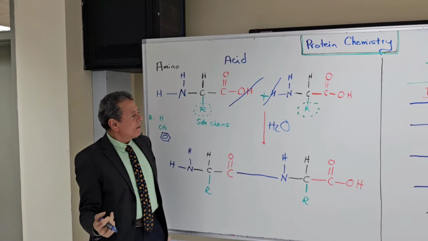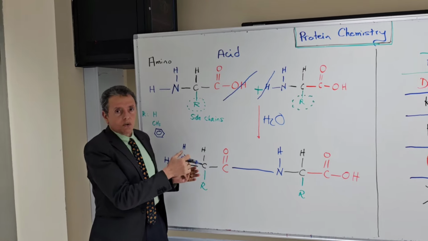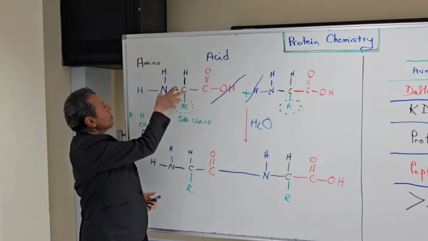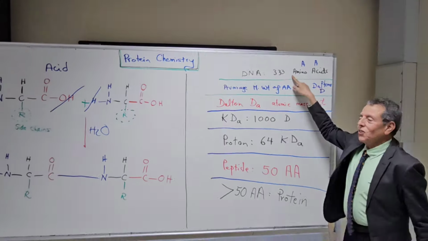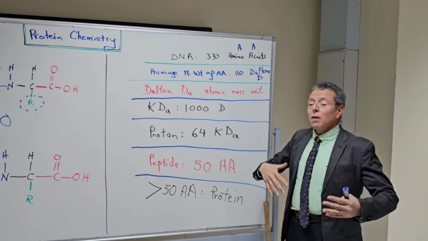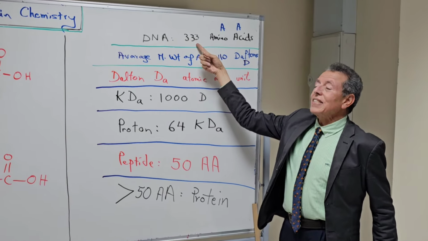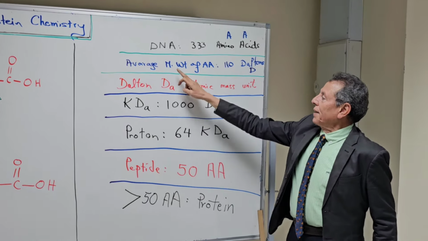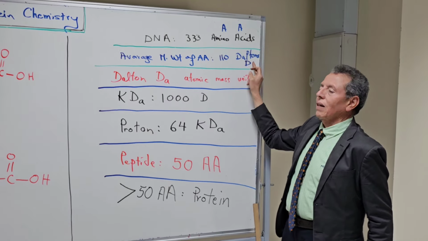That's why we call this peptide linkage. Why is this a peptide? Because if you have 50 of such amino acids connected together, then you can say it is a peptide. Can you imagine this amino acid? If you have 333 of such amino acids connected together, this is our DNA. Very big molecule. So we start with something so small, and it goes 333 connected together in the same way I have explained.